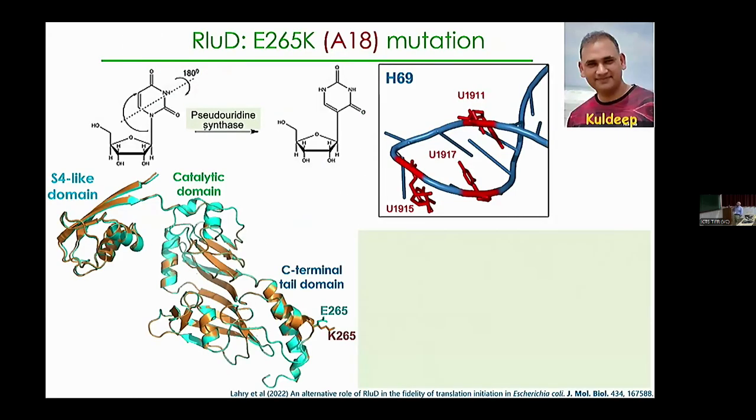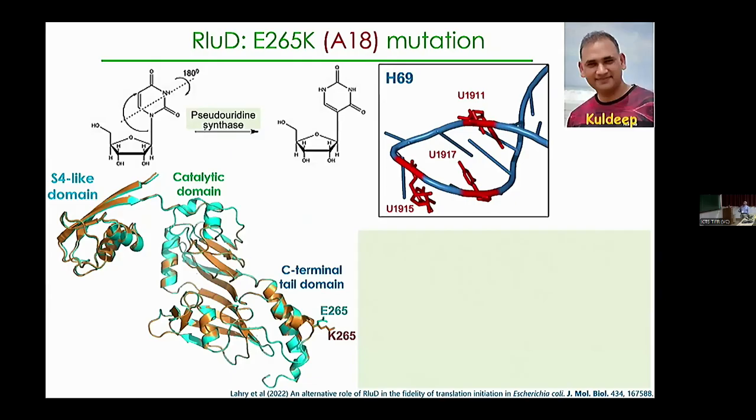Now, this story got a little bit more involved, in the sense that another student, Kuldeep, was looking at yet another suppressor strain called A18. And in that strain, the mutation was in RluD, which is a pseudouridine synthase. And what the pseudouridine synthase does is cleave this bond and make this bond here. So it's over there. And if you look at this RluD protein, the mutation is right at this 3' end, where the E265 residue is changed to lysine 265.